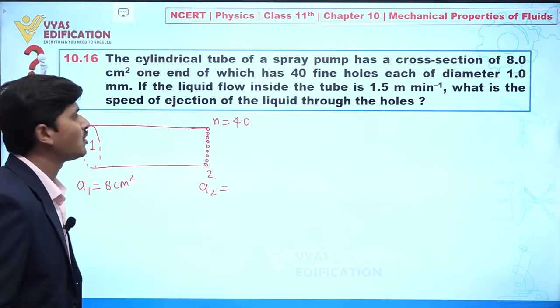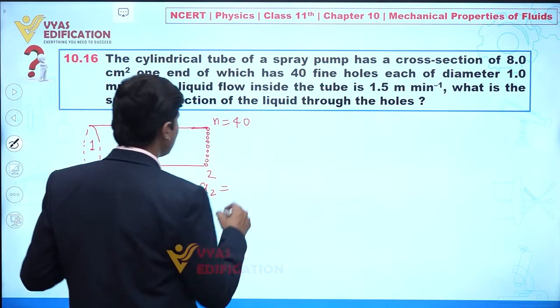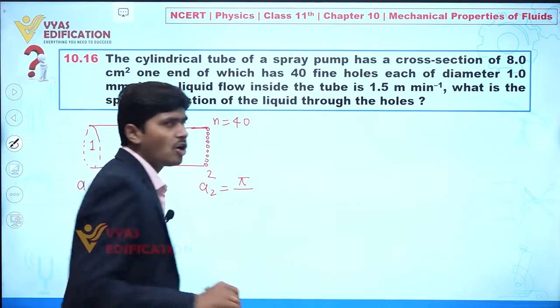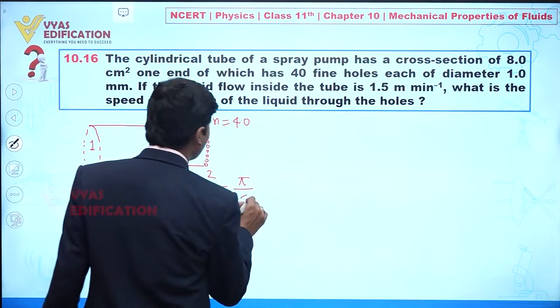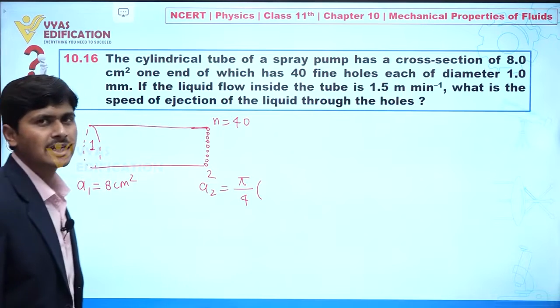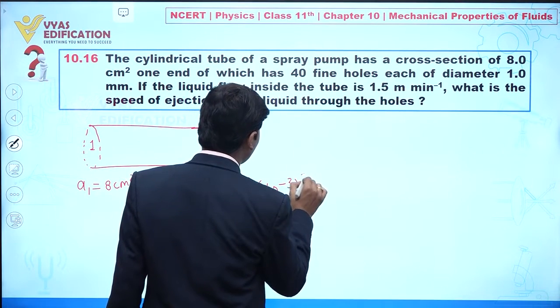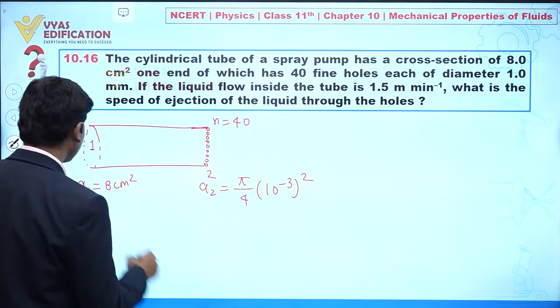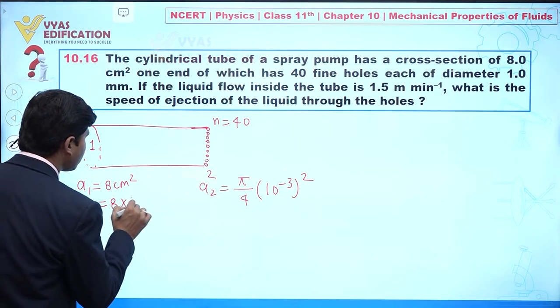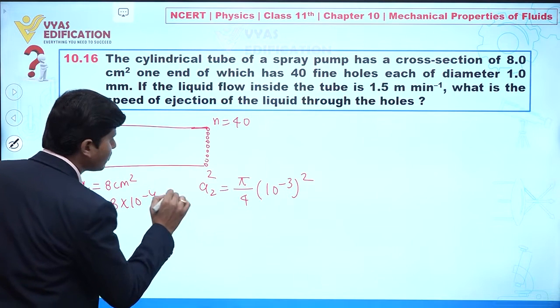Now the important part, A2. Because the diameter is given to you, I can say the area of one hole is pi by 4 into d square, diameter is 1 mm, so I can convert it into 10 to the power minus 3 whole square. Clear to you? We can also convert this area into meter square, 10 to the power minus 4 meter square.